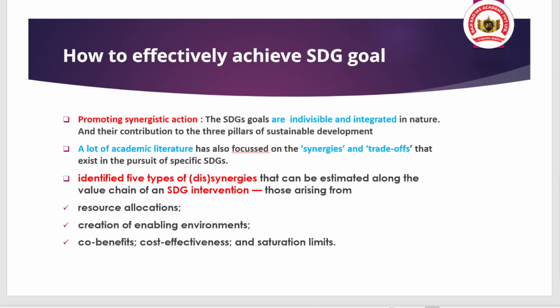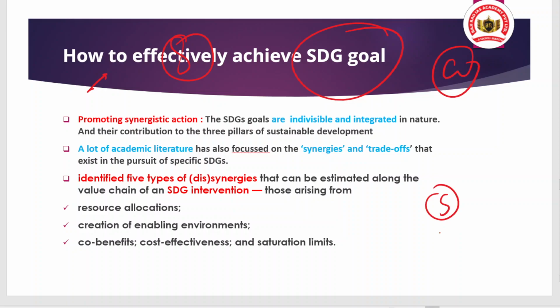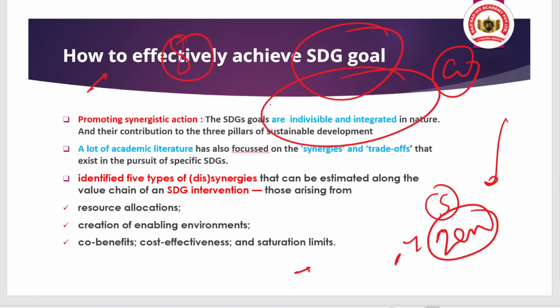Now comes the topic of how to effectively achieve the SDG goals. First of all, you need to understand what we mean by synergy. The term synergy stands for collaboration, cooperation. When we talk about achieving SDG goal number one, zero poverty, if we are able to reduce poverty, that means the other goals are directly or indirectly improving. Like with zero poverty, hunger may be reduced in the coming time. So there are interlinkages of the SDG goals. When we promote one goal, other goals are also promoted indirectly. That is the synergy, or collaboration. The SDG goals are indivisible and integrated in nature, and they contribute to the three pillars of sustainable development.